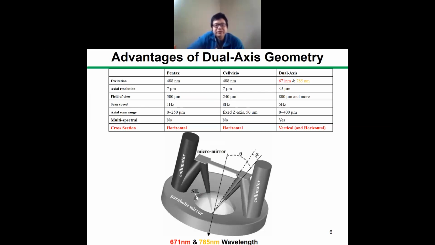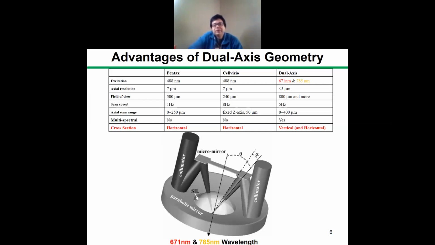And compared to the commercial system provided, for example, by Pentax, one of the biggest endoscope companies, they already have 480 excitation and pretty good axial resolution. But unfortunately, they don't have a very large field of view, and they probably don't have enough travel for the Z. The Z is also kind of slow because it's driven by memory alloy.